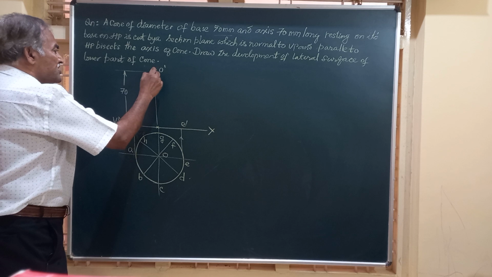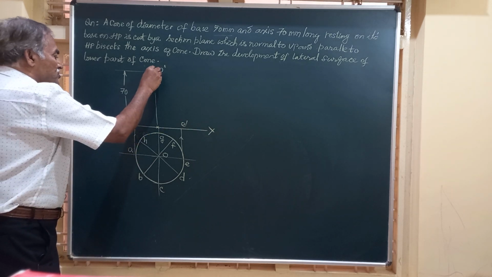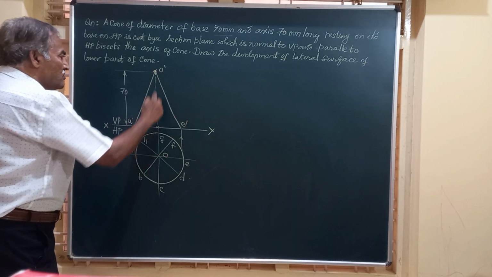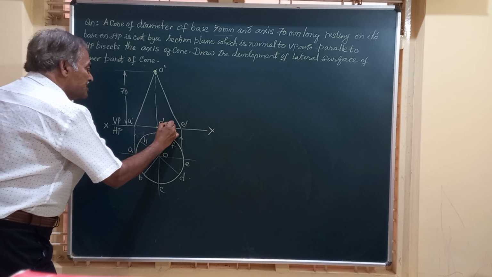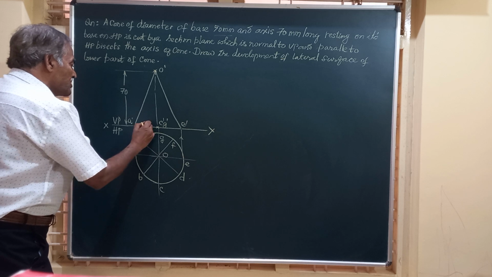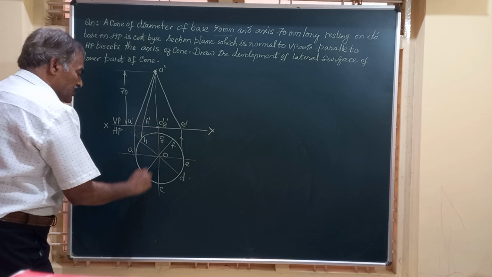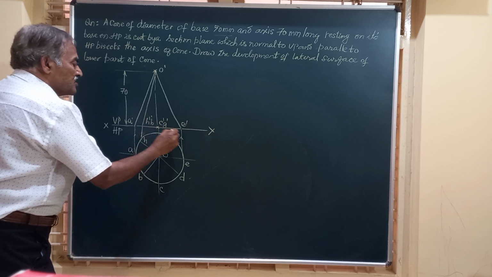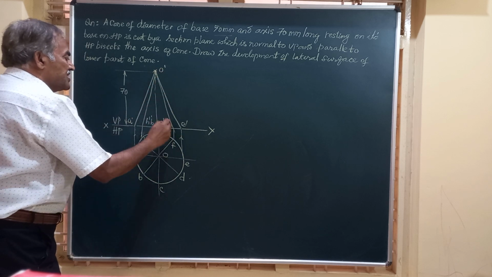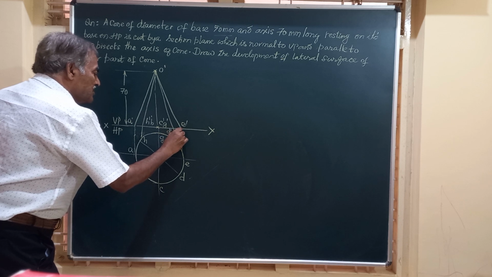Friends, we will join this apex to all these points on the base. So O dash to A dash, O dash to E dash, O dash to C dash and G dash. This is H and B, to be joined here. This is H dash, B dash. This is again similar to that. D and F are here. So this is D dash, F dash.